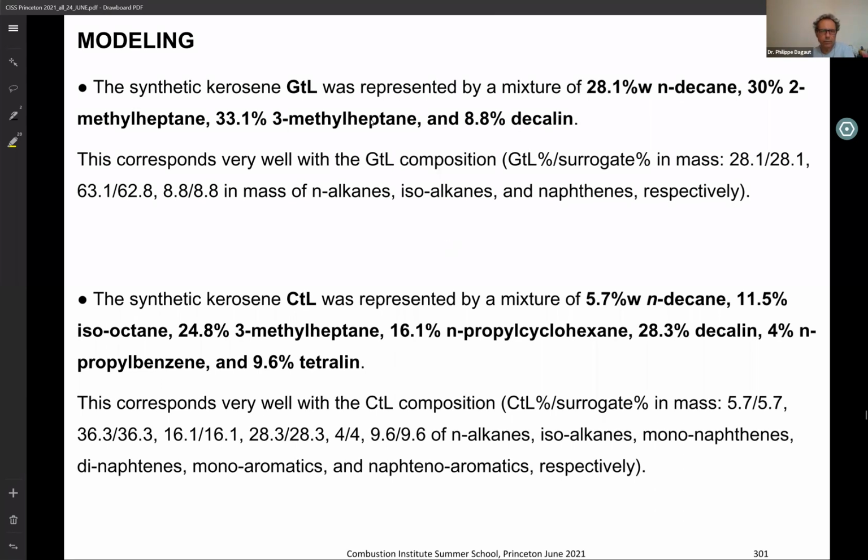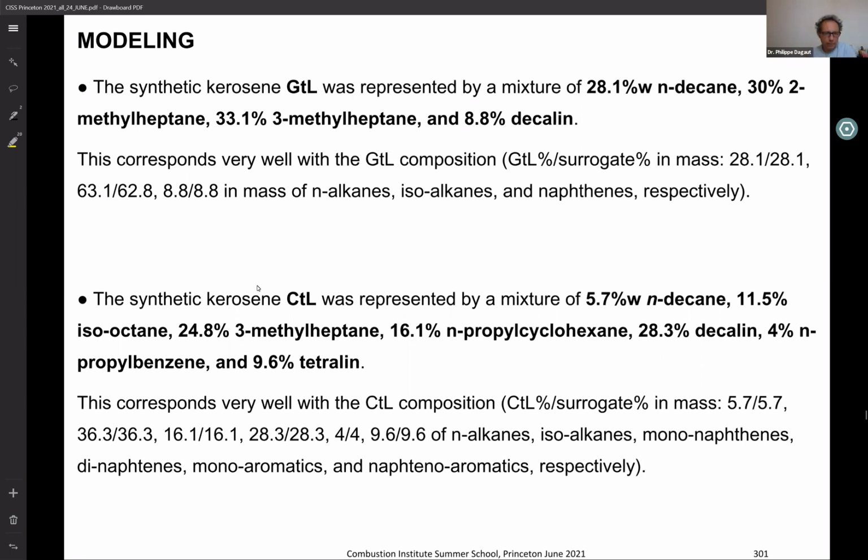So the synthetic GTL was represented by a mixture in weight of 28% normal decane, 30% of 2-methyl-heptane, 33% of 3-methyl-heptane, and 8.8% of decalin. This corresponds very well to the GTL composition in terms of chemical classes: normal alkanes, isoalkanes, naphthenes. You can see that it matches very well.